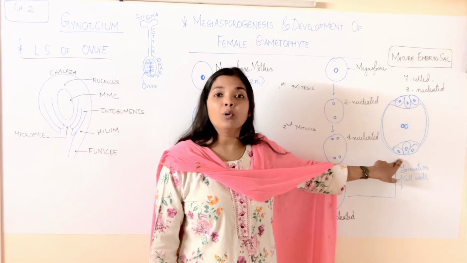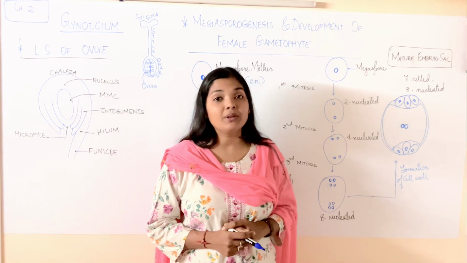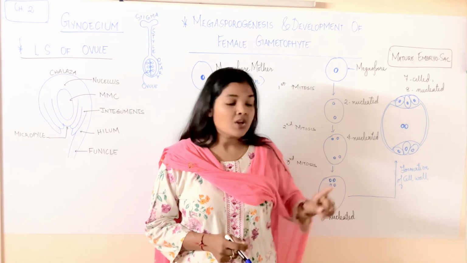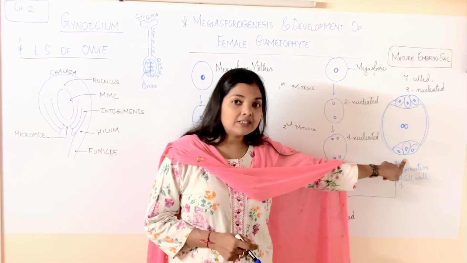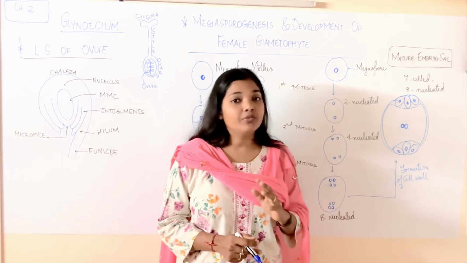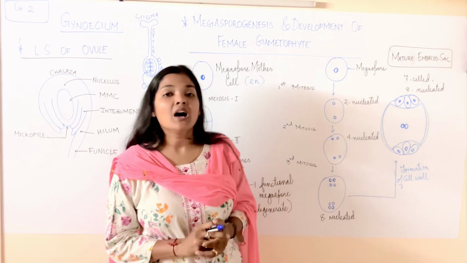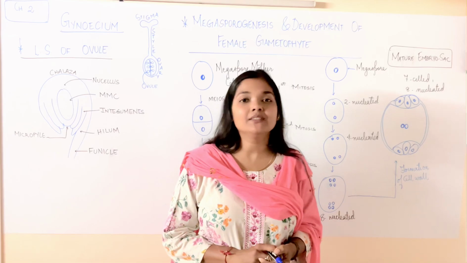So when the pollen tube enters, it will be having two male gametes. Remember, we had studied in the previous class, two male gametes. One of it fuses with the egg cell, the other fuses with the polar nuclei. So since fertilization occurs here twice, we will be calling it as double fertilization. About fertilization, we will be studying in the next class.